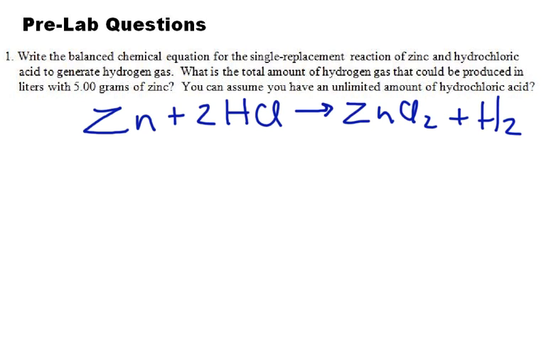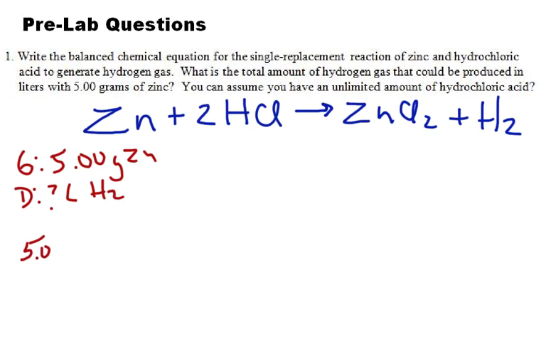Now, what's the total amount of hydrogen gas that could be produced in liters with 5 grams of zinc? So we're saying here that we've got 5 grams of zinc. And we're looking for what's the total volume. So desired is how many liters of hydrogen gas. Now this is a standard problem, and we'll say, okay, 5 grams of zinc. And I'm not going to do the problem, I'm just going to help you set it up.